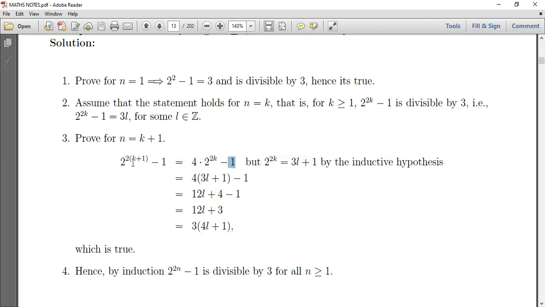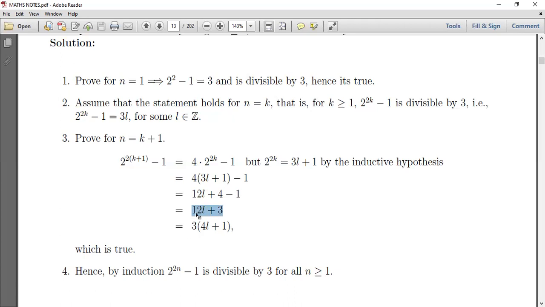That's 4 times 2 to the power 2k minus 1. But we know from this assumption here that 2 to the power 2k minus 1 is equal to 3L. So where there is 2 to the power 2k minus 1, I can put 3L. Then I simplify, this becomes 12L, which is 12L.